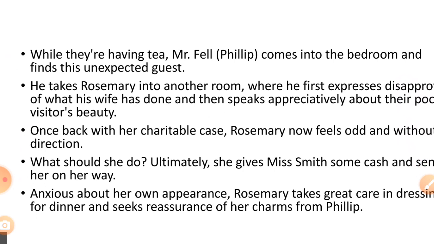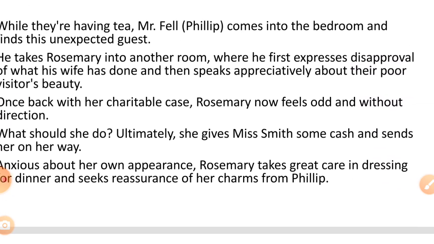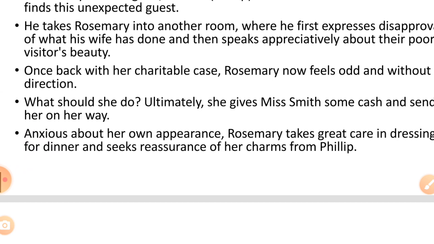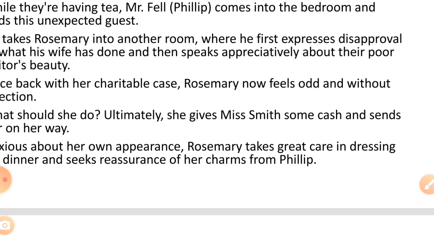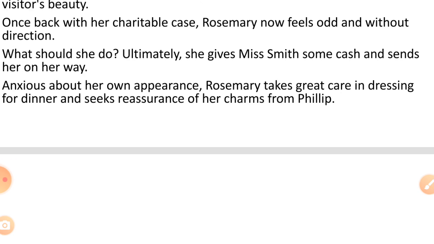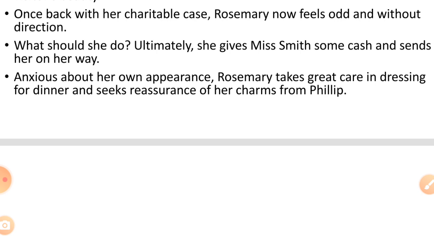While they are having tea, Philip comes into the room and finds this unexpected guest. He takes Rosemary into another room, where he first expresses disapproval of what his wife has done, and then speaks appreciatively about their poor visitor's beauty. Once back with her charitable case, Rosemary now feels odd and without direction. What should she do? Ultimately, she gives Miss Smith some cash and sends her on her way. So, how does Rosemary get rid of the girl? Because her husband doesn't like the coming of the new guest.